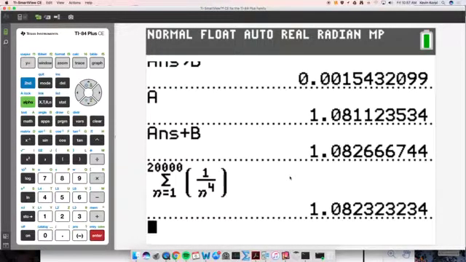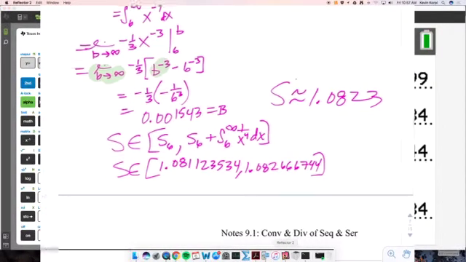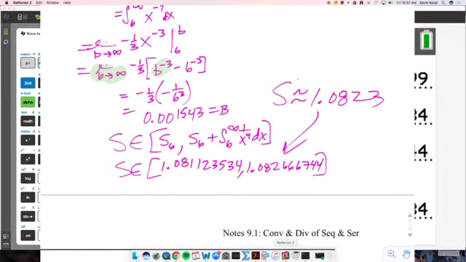Okay, there it is, 1.082. So I'll come over here somewhere and say the sum is approximately 1.0823. I'll put down another decimal. And if you write that down and compare it, is that number in our interval? 1.08123? Yeah. It's greater than 1.0811 and less than 1.0826. Okay? So there you go.